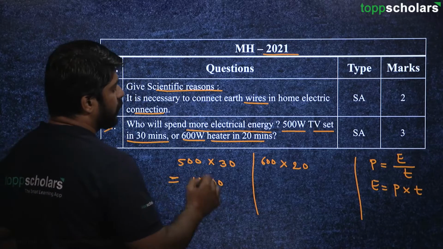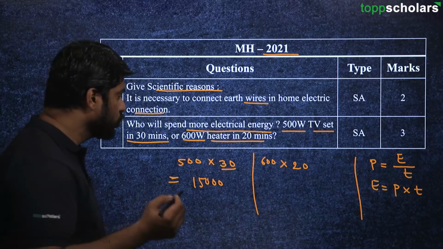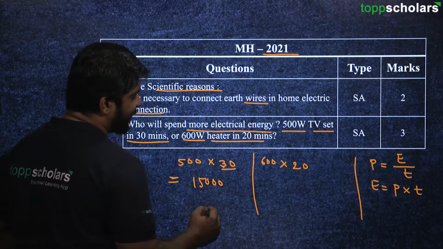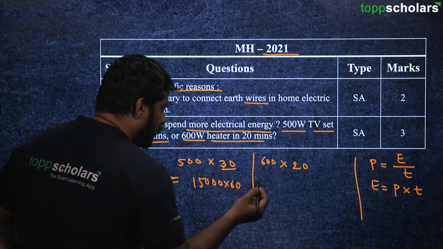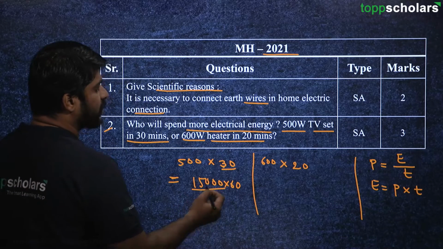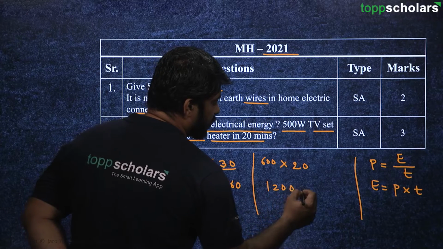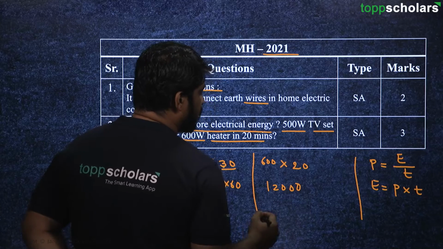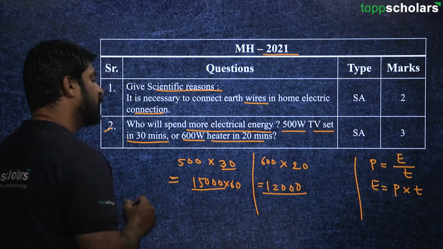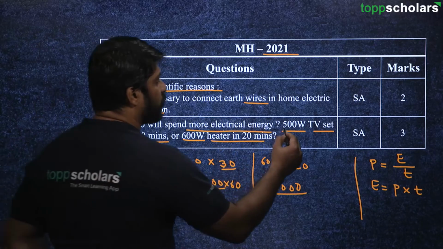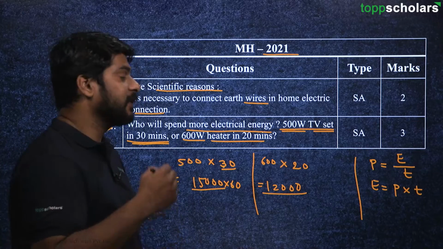15,000. This is not going to be in joules because this is in minutes. To get joules, we have to convert this to seconds, so for that we have to multiply by 60. We can do that later, but right now let's focus on these numbers. And here, if you multiply this, we are going to get 12,000, isn't it? So as we can see, here we are getting an energy spent of 12,000, whereas here we are getting 15,000. So definitely this TV set used for 30 minutes will spend more electrical energy.